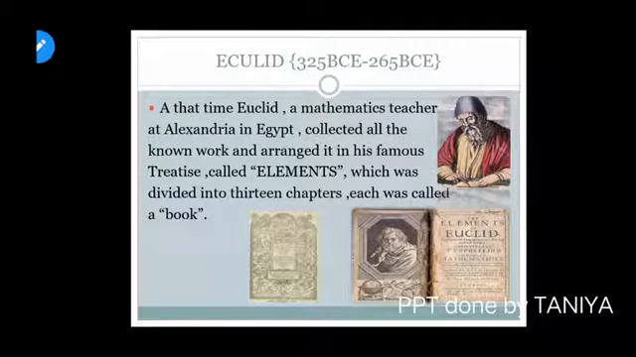Euclid, who is considered as the father of geometry. At the time of Euclid, a mathematics teacher at Alexandria in Egypt collected all the known work and arranged it in his famous treatise called Elements, which was divided into 13 chapters. Each was called a book.